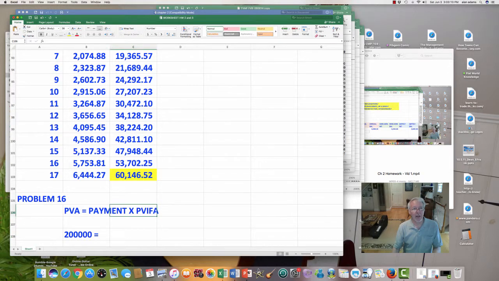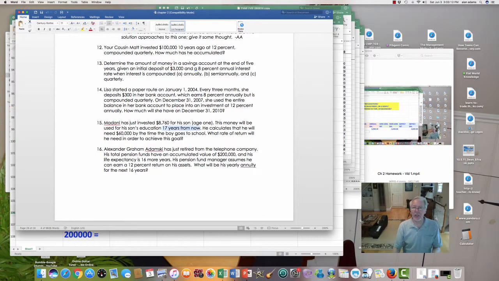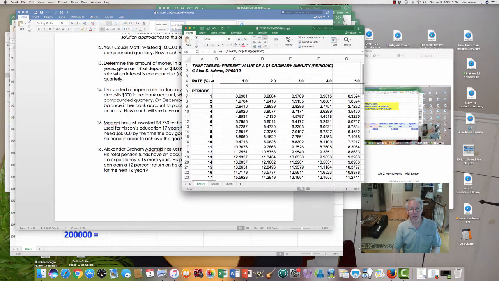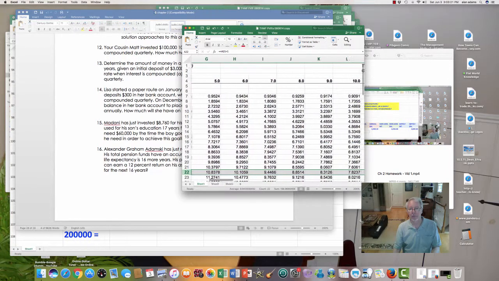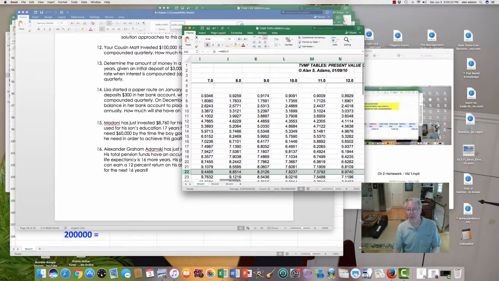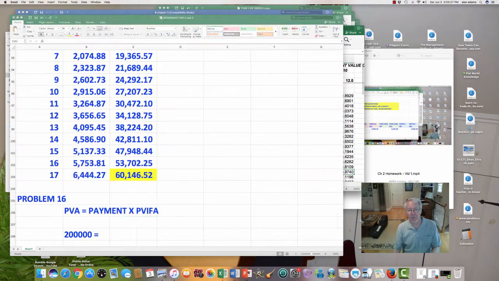So for the PVIFA, we know that it's going to be 16 years, 12%. Go to table D, 12%, 16 years. We know it's going to be on this line. There's your number, 6.9740.